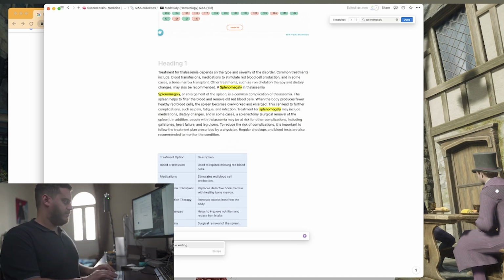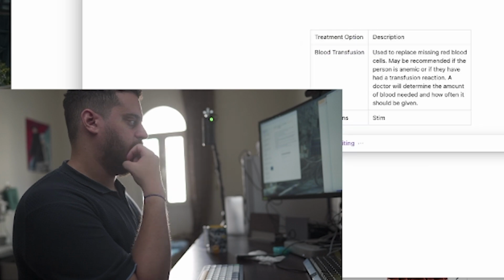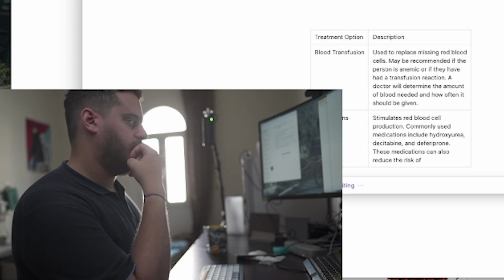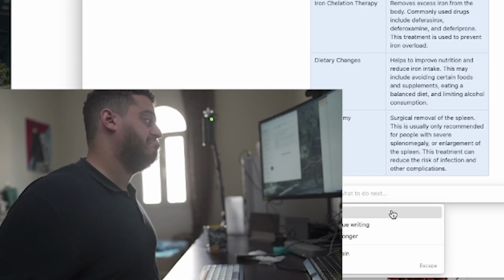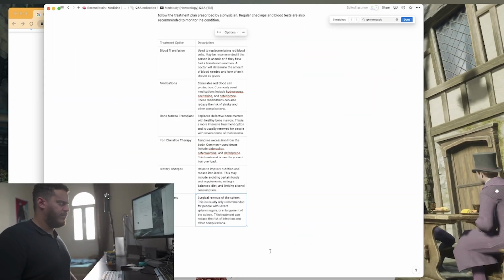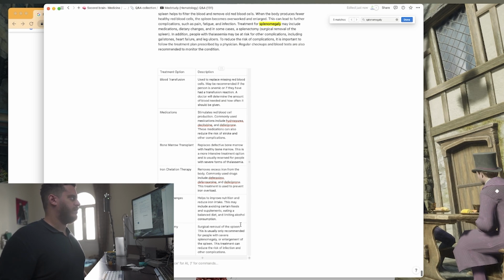Now let's start with: write a table for different treatment options for thalassemia. Not bad. Can you make it more detailed? This is not enough. Maybe recommended person. Okay, that's not bad. Deferoxamine and different. That's actually very good. No, that's fine.